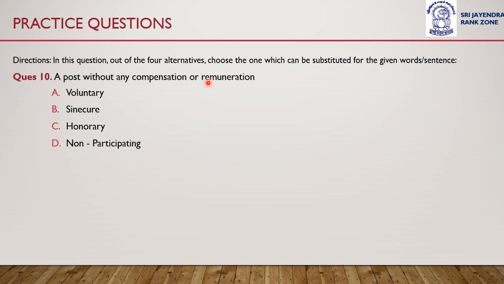So the correct answer is option C. Option C, honorary, can be used for a post without any compensation or remuneration. Okay? Honorary is a post where the person does not receive any compensation for his or her work. Therefore, option C is the correct answer.